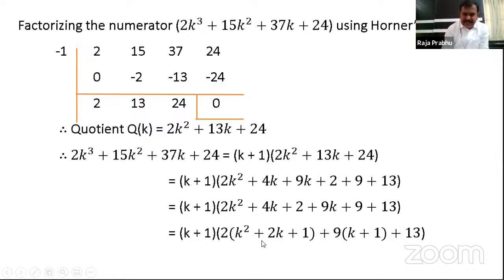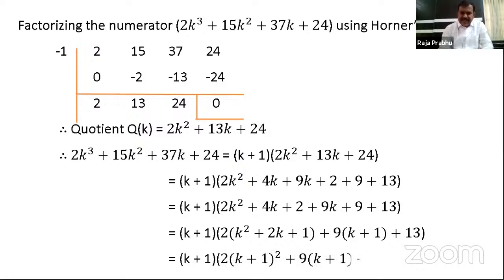What is this part? That is k square plus 2k plus 1. This is in the form a square plus 2ab plus b square, which can be written as a plus b whole square, nothing but in the place of a there is k, and in the place of b there is 1. So the next step will be k plus 1 into 2 into k plus 1 whole square plus 9 into k plus 1 plus 13.